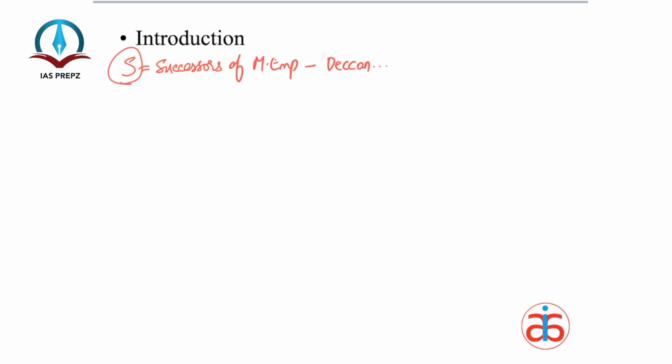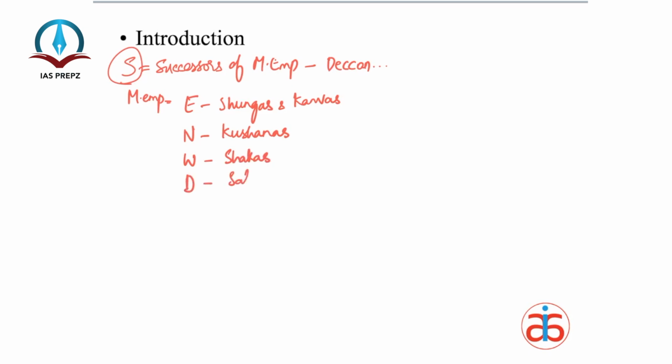After the Mauryan Empire had disintegrated, several indigenous as well as foreign dynasties established their rule in India. In the eastern portion, it was the Shungas and the Kanvas who established their power, whereas in the north, we find the Kushanas slowly establishing their power, while in the west, we find the Shakas, and in the Deccan, we find the Satavahanas.